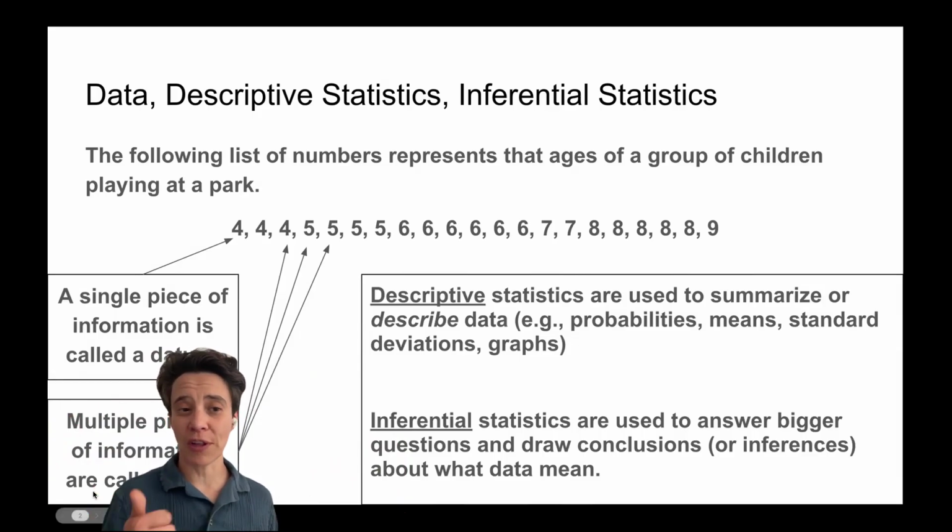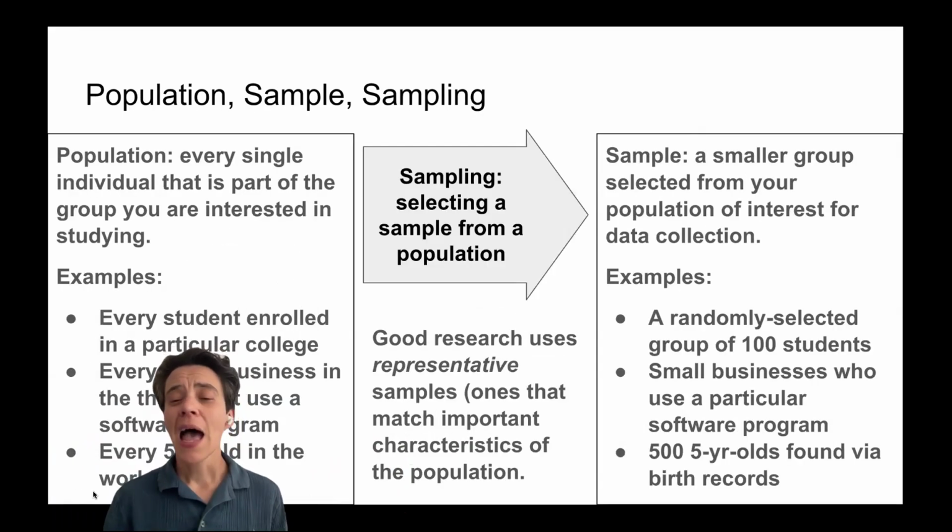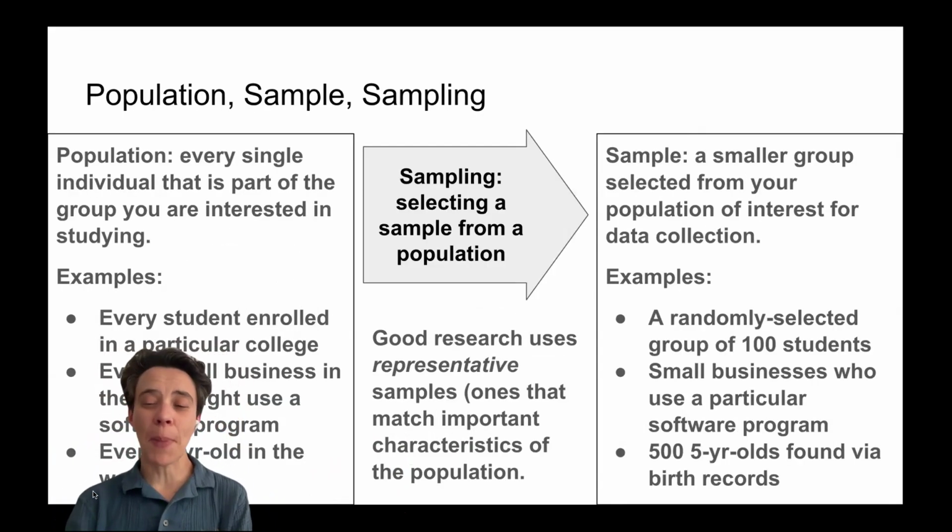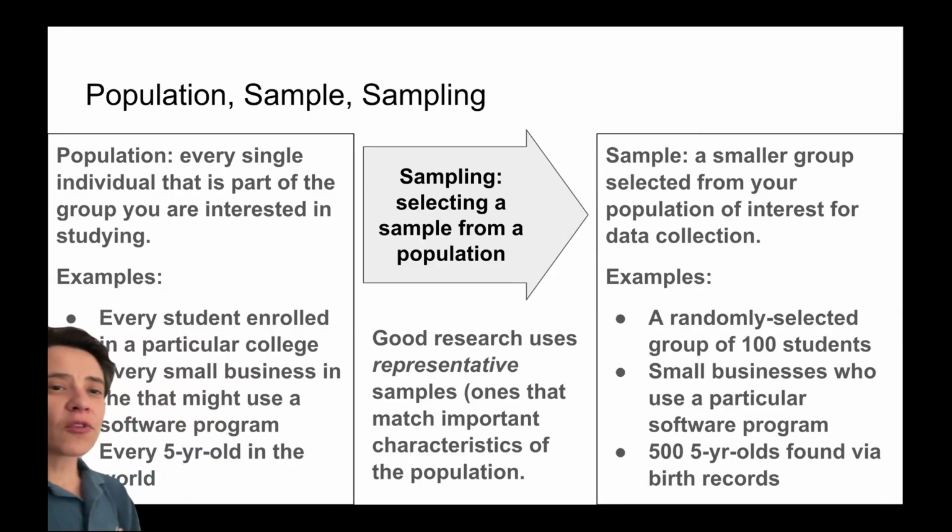So those are some of the basic terms you need to know: data, descriptive statistics, and inferential statistics, which I will refer to repeatedly. You also need to know the difference between a population and a sample. A population is the entirety of a group that you want to study. If you are doing a quality control study on hot dogs, the population of interest is every hot dog in the world. If you are doing a study on Los Angeles Harbor College students, the population of interest is every single student at Los Angeles Harbor College. So it's every single individual who is part of that group.